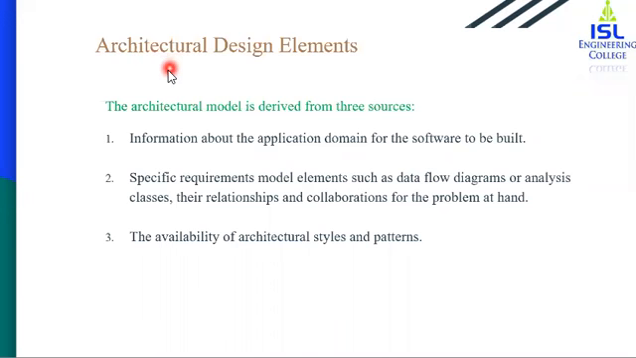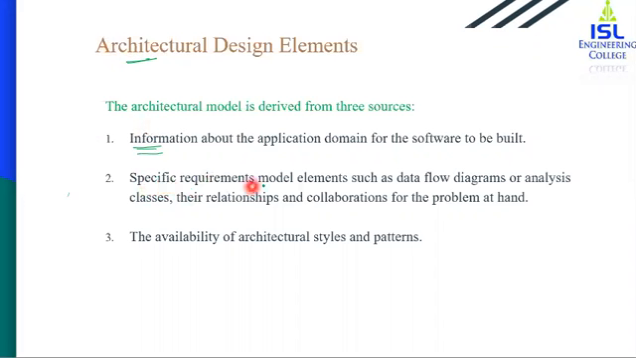The next is the architectural design element. Within this architectural design element, the architectural design model is derived from three different sources. What are the three sources? The first is information about the application domain for the software to be built. Whenever you're designing the architecture, it is necessary that you have the information that needs to be used for making the architecture. If you do not have information, it will be difficult for you to make the architecture.